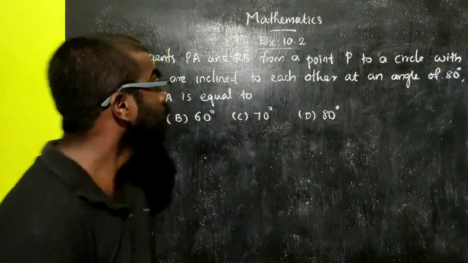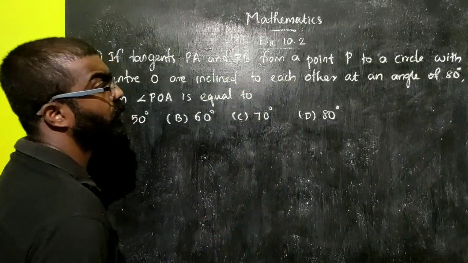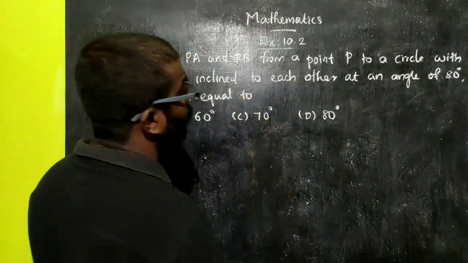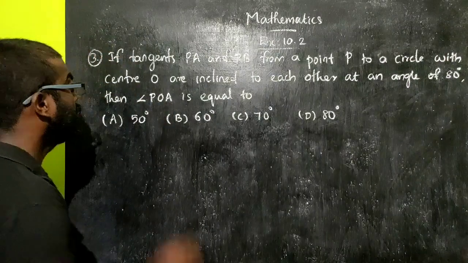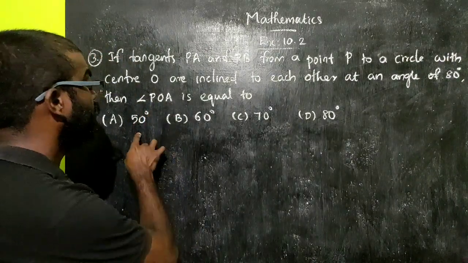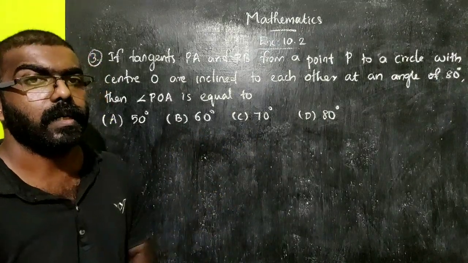Next question is, if tangents PA and PB from a point P to a circle with the center O are inclined to each other at an angle of 80 degree, then angle POA is equal to 50 degree, 60 degree, 70 degree and 80 degree. We have to choose the right answer.